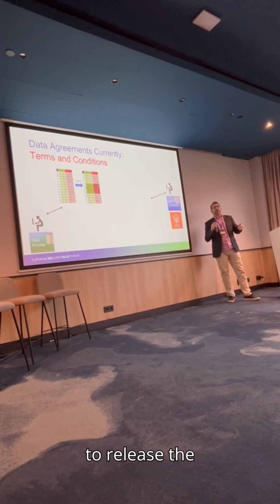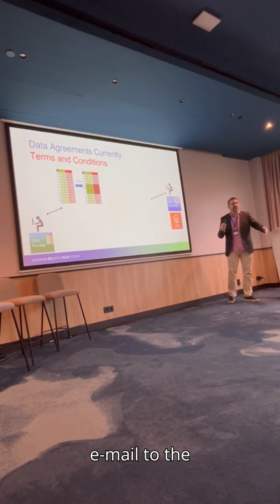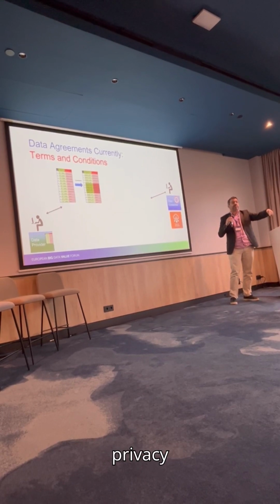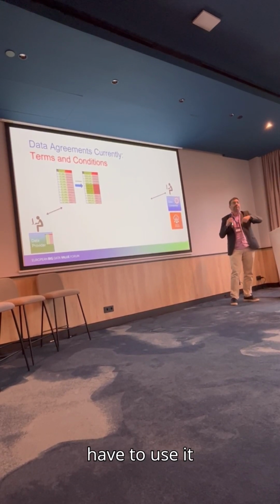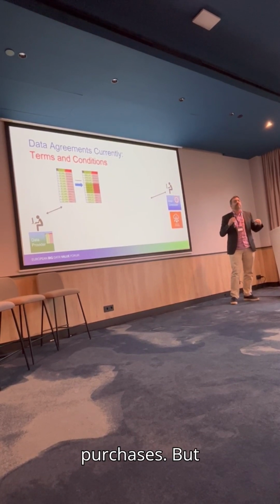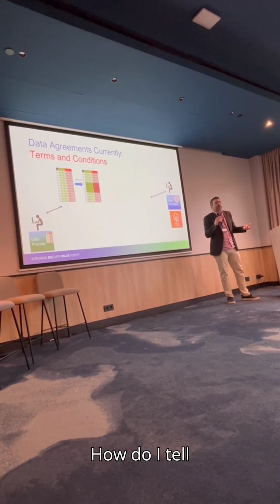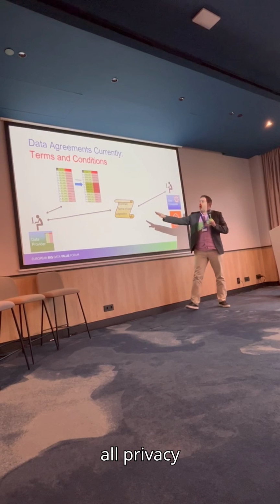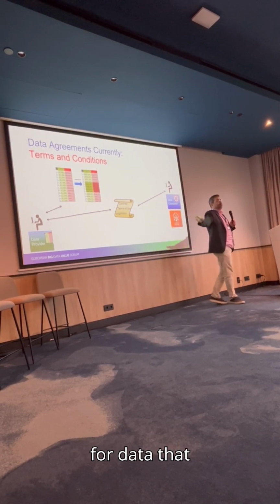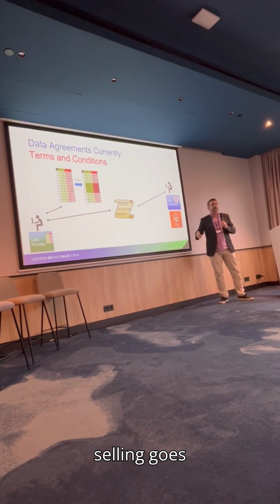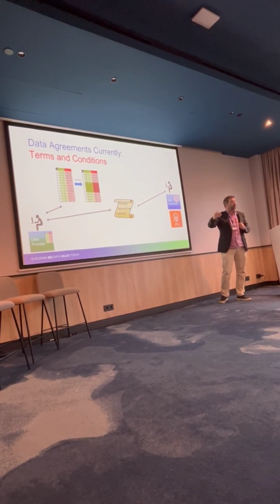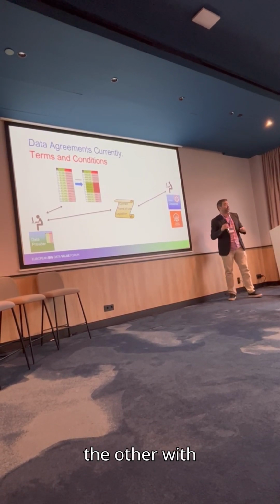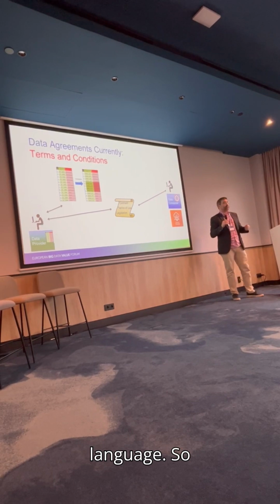Okay. Then at some point you have to release the data, right? You have to give away your email to the consumer, and you have to tell them, on my email I have additional privacy constraints. I cannot encrypt it because you have to use it for notifying me of my purchase, but do not use it for advertisement. How do I tell them that, right? I put it in a natural language document. So all privacy concerns that we have for data that we are releasing, that we are selling, go into natural language text. Legislation is in natural language, right? The contract that we agree with the data consumer is in natural language, right?